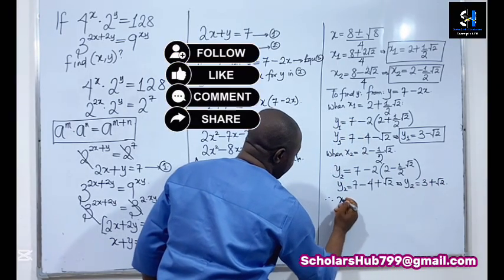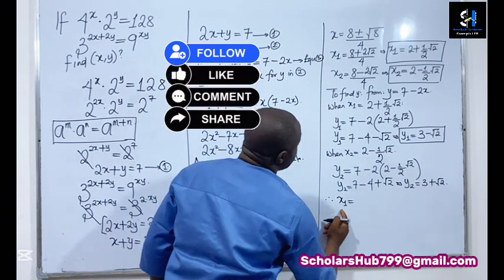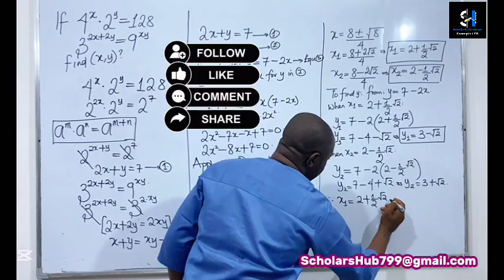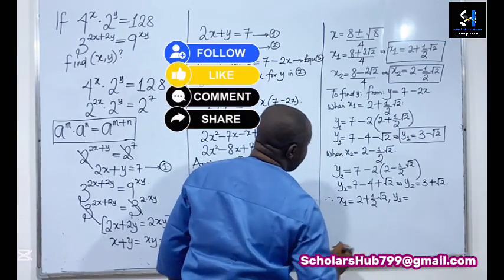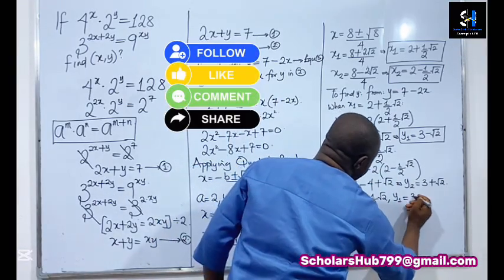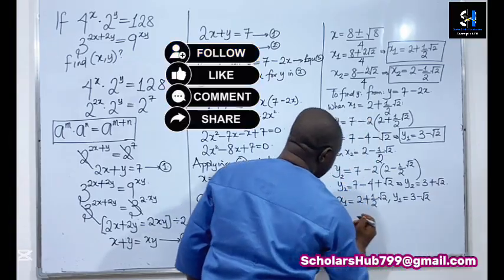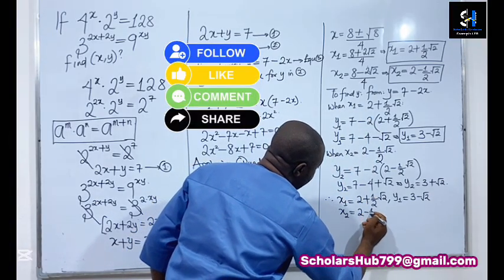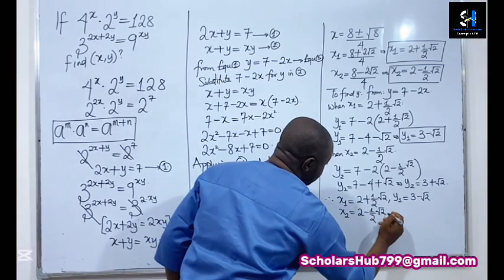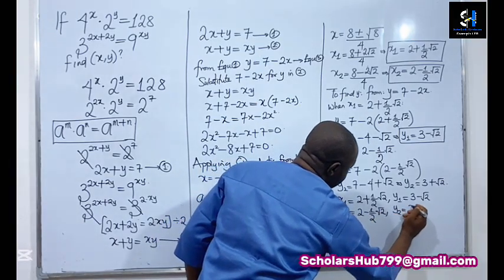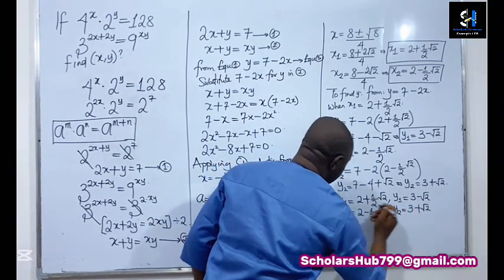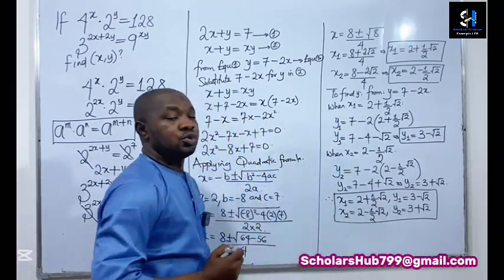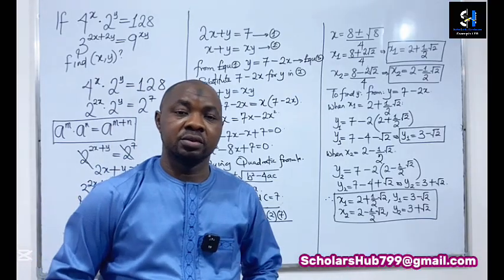So therefore, when x is equal to 2 plus 1 half of root 2, then y is equal to 3 minus root 2. Then when x is equal to 2 minus 1 half of root 2, then the value of y is 3 plus root 2. And this is the solution to the question.